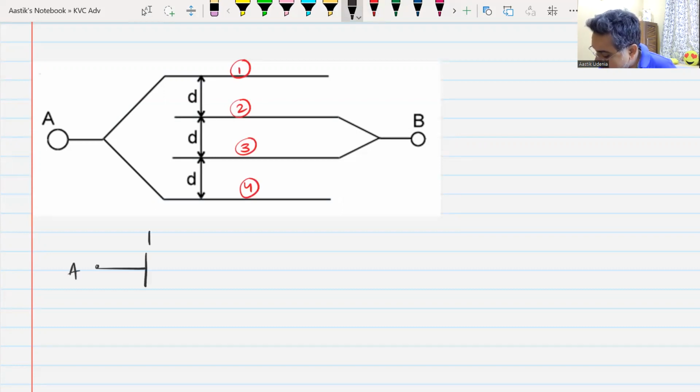A. A is connected to 1. 1 and 2 make a capacitor. 2 is connected to point B. Yes or no? Yes, sir. So this is my pink capacitor here.